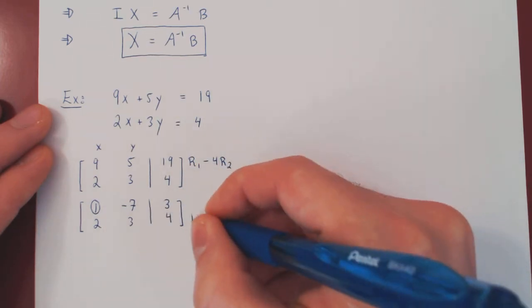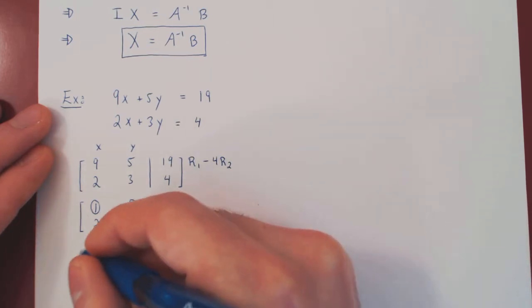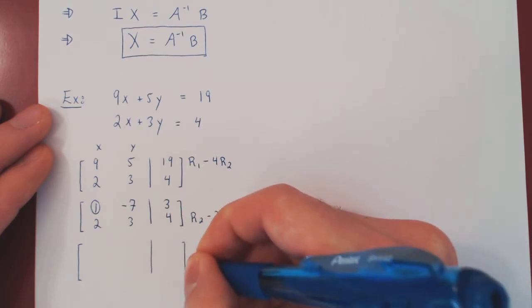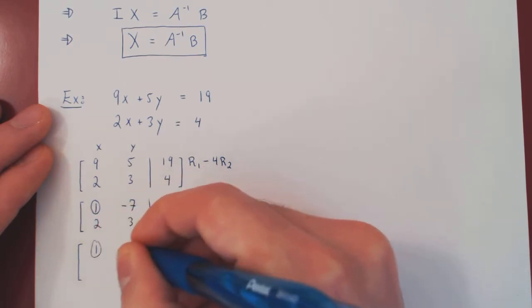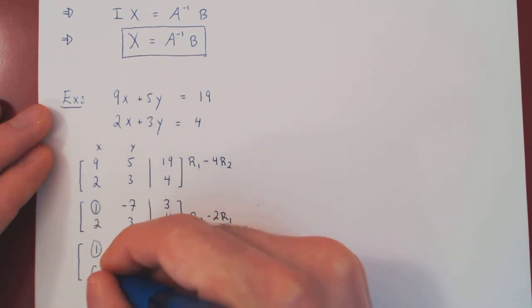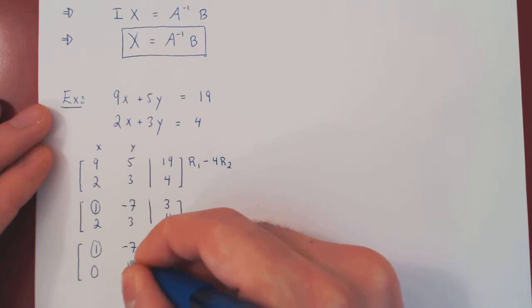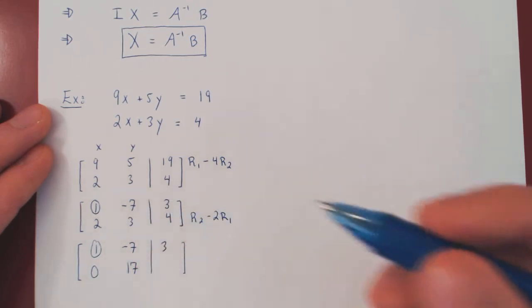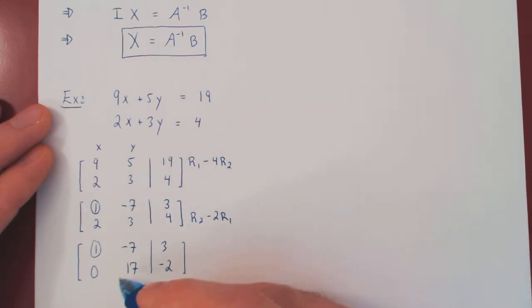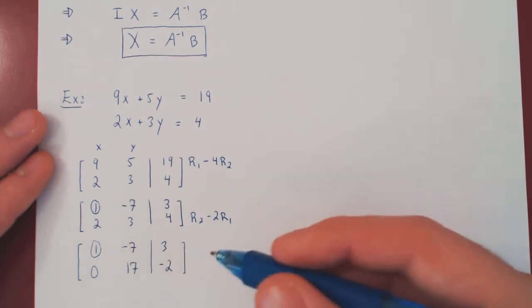We're going to kill the 2, row 2 minus 2 row 1. 2 minus 2 is 0. 3 minus 2 times negative 7 is plus 14, positive 17. 4 minus 2 times 3, negative 6, negative 2. Well, we'll get our second leading one by multiplying row 2 by 1 over 17.